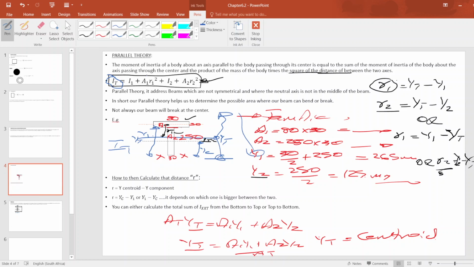Okay, this is your parallel theory. This is what we will be using in calculating whatever they want us to calculate in the third part on chapter 6. Then I will post the application of the parallel theory next.